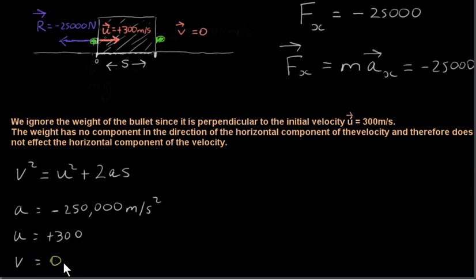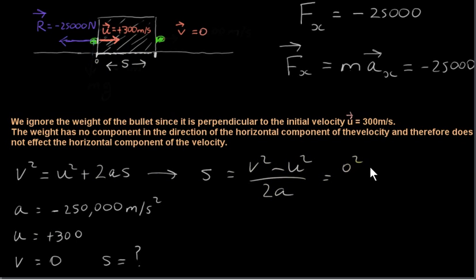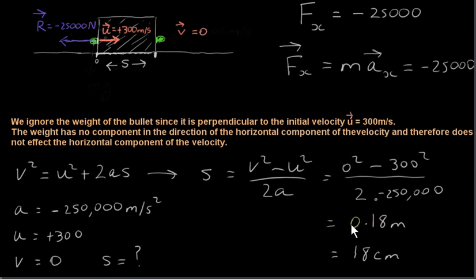We want the final velocity to be 0. What we're interested in finding is s. So this is the unknown, the length of the block of wood. So we just rearrange this formula to find s. So s is v squared minus u squared divided by 2 times a. So we have 0 squared minus 300 squared divided by 2 times a, which is minus 250,000. Notice that s is going to come out to be positive. We get plus 0.18 meters, which is 18 centimeters.